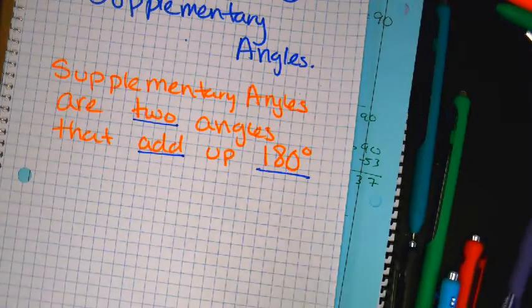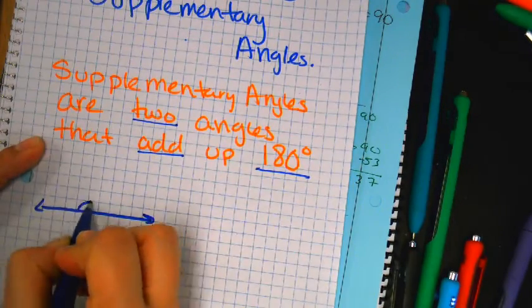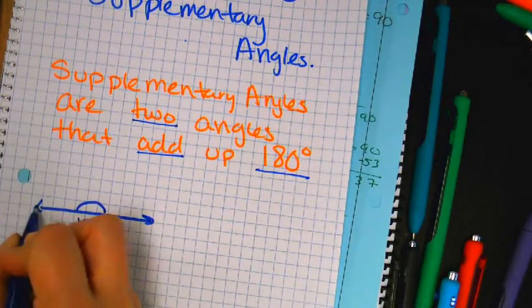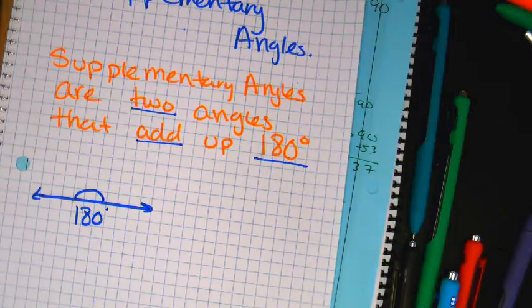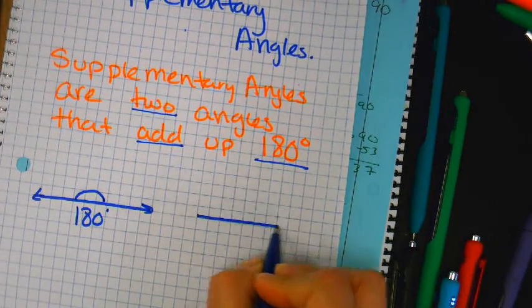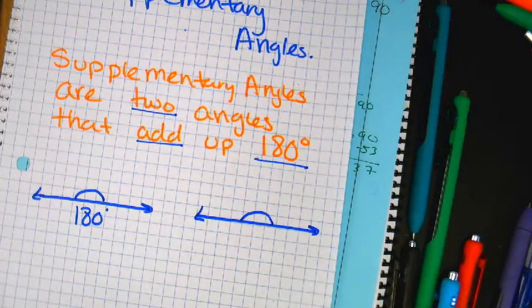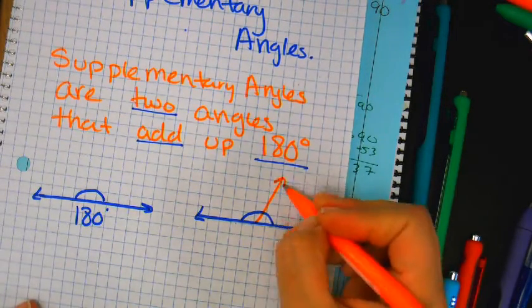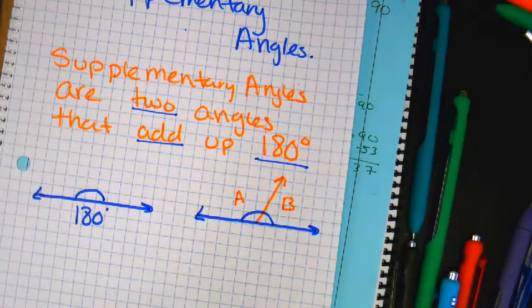All right, Brian? So we're looking up here. Let me draw this out. A straight angle is 180 degrees. So when I have a straight angle and I somehow divide it into two, this is angle A and this is angle B. It's a straight line.